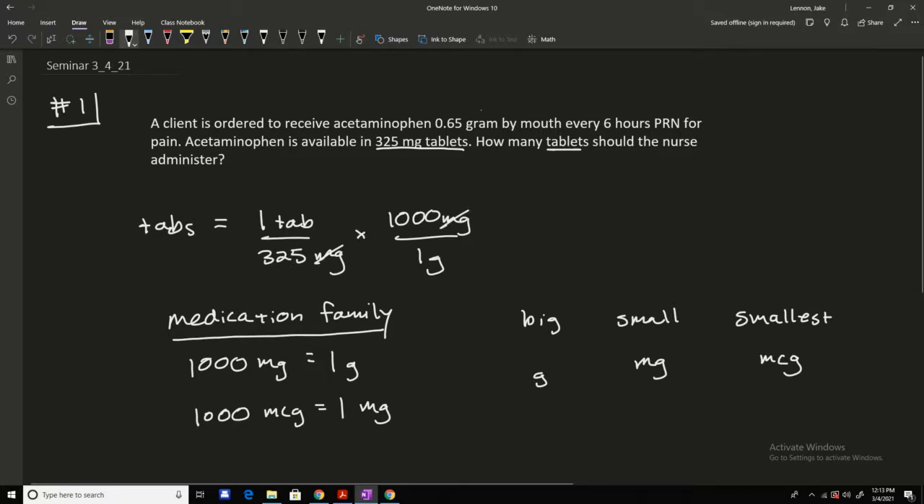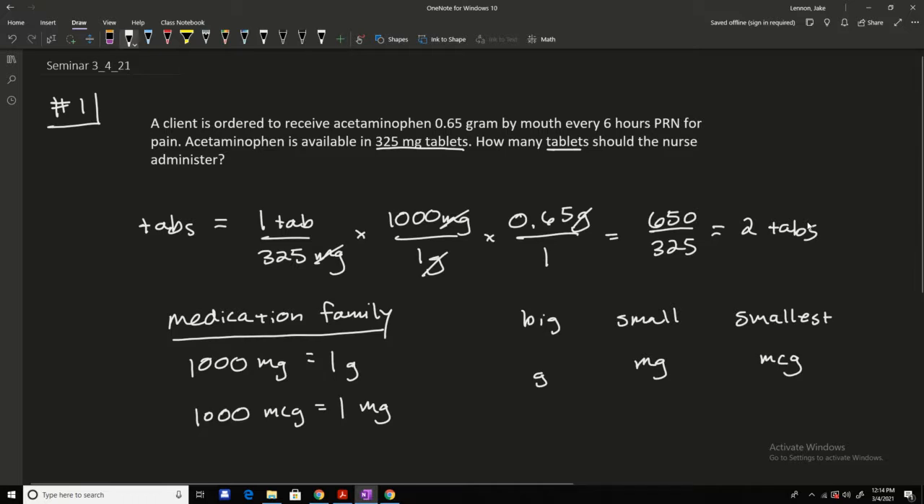Now I need to cancel grams, and I do that with the ordered amount, the 0.65 grams. Anytime you have an ordered amount, it gets a placeholder of 1. So there's 2 times you're going to get placeholders, either ordered amounts or patient weights. This is an ordered amount, so it gets just a 1 on the bottom, which doesn't have a unit. You could think of it as meaning the 1 ordered dose, but it doesn't have a unit to cancel. So then grams is gone, and then we just multiply on top and multiply on bottom. So we end up with 650 over 325, or our final answer of 2 tablets.